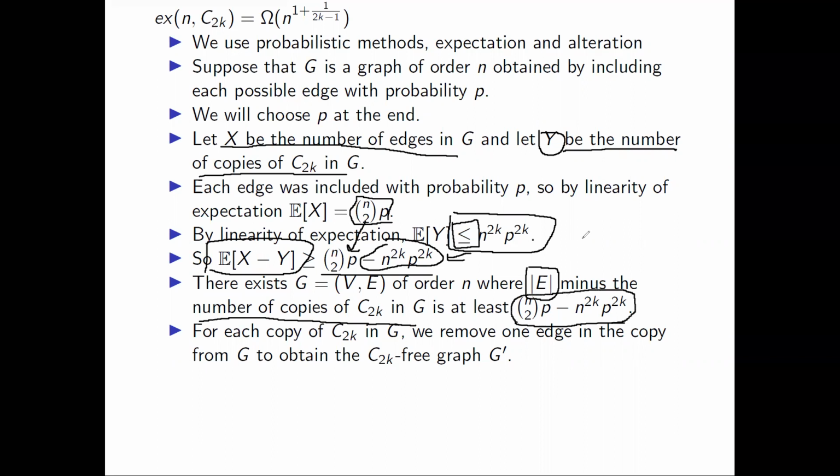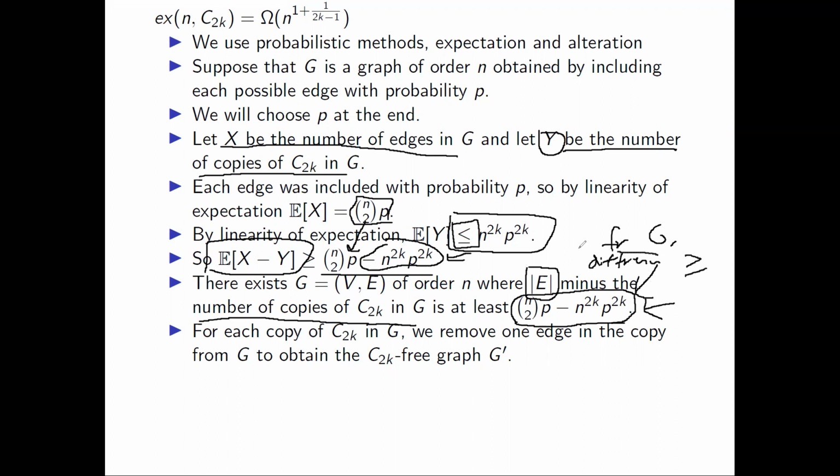that means that if we take G and we remove one edge from each copy, we'll end up with the number of edges in the remaining graph at least this quantity. Because for G, the number of edges in G minus the number of copies of C_2k originally was greater than or equal to this quantity. So for G, the difference is greater than or equal to that.